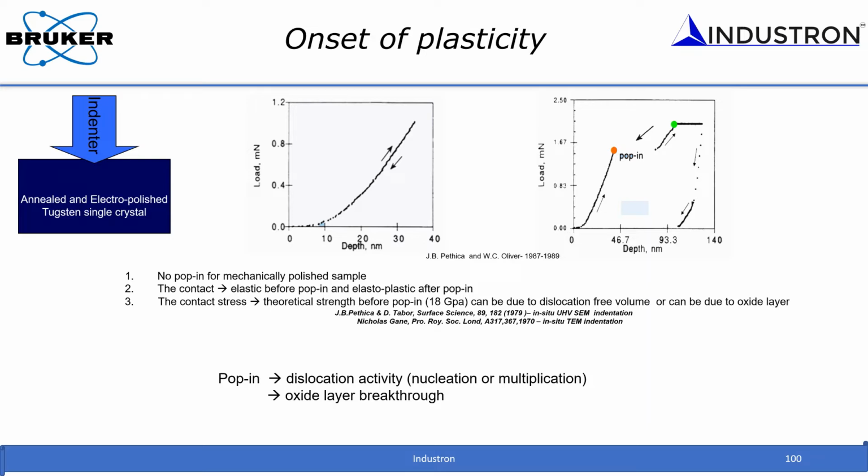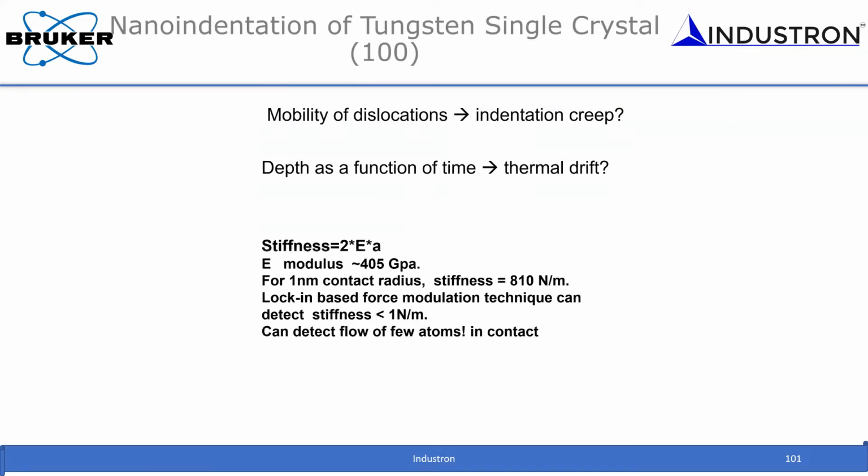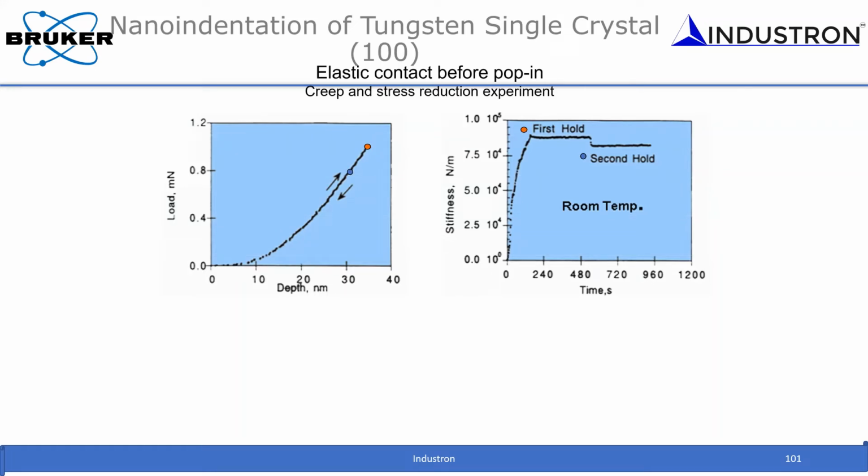For example, what we can do is load and hold the load constant and observe what happens to the stiffness as a function of time. If there is creep, that means if you have dislocations and the dislocations are mobile, it will lead to creep. So you can observe that if you observe the stiffness as a function of time.